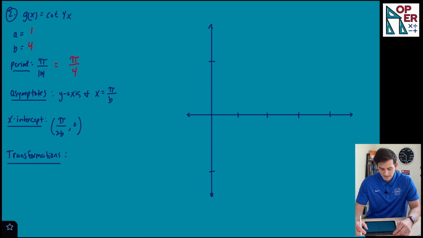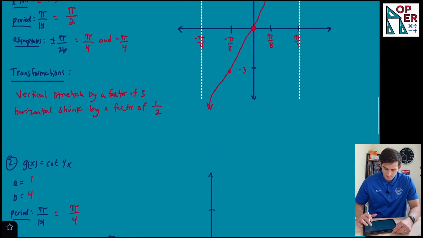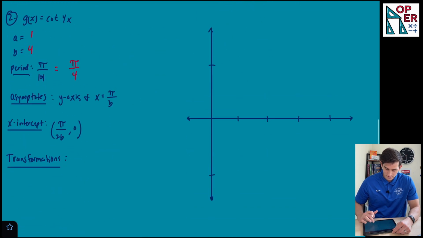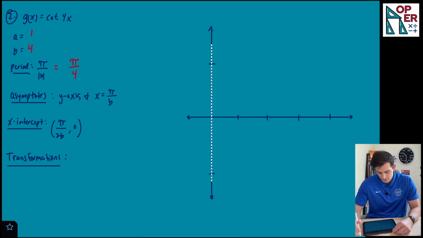And now let's locate our asymptotes. So we see that we have y-axis, because we're graphing a cotangent function, so the y-axis is going to be one of our asymptotes. So if I copy my line down here and bring it down, we could just basically put it right on top of our y-axis. And also we're going to have an asymptote at pi over b. So this is going to be at pi over 4. So asymptote at pi over 4.